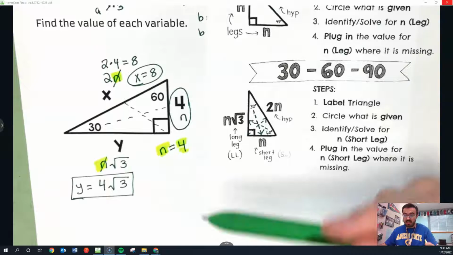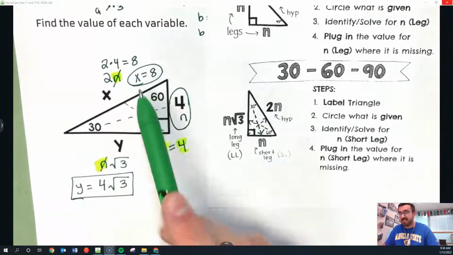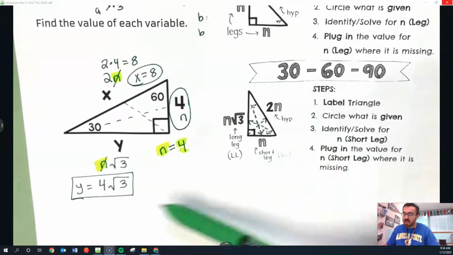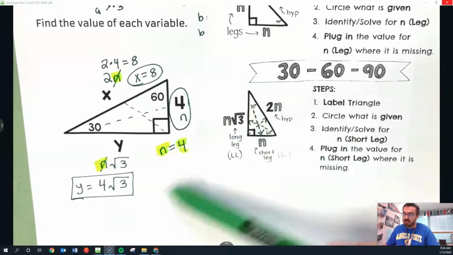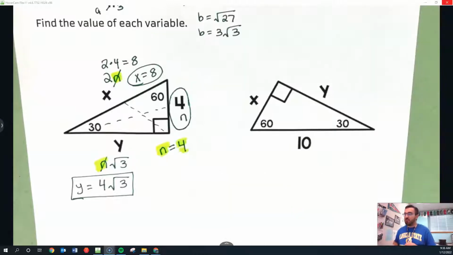Okay, so the short leg, this guy, is 4. The hypotenuse is 8, which makes sense because remember our rule is 2 times n. And then our third side, our long leg, is 4 square root of 3. All right, that's kind of what that looks like. If I were you, I would pause the video and try to do this one on your own real quick, and then see if you did it right.